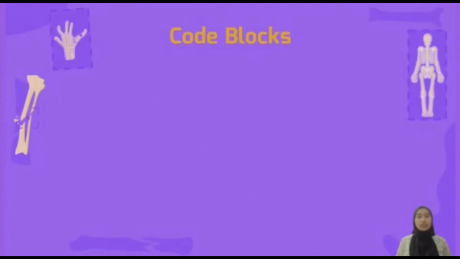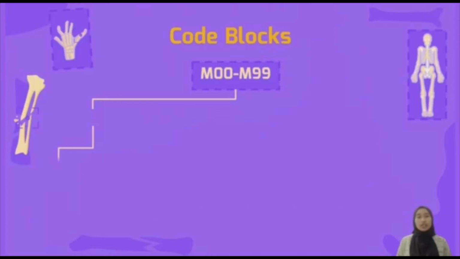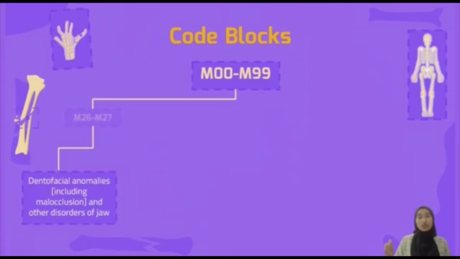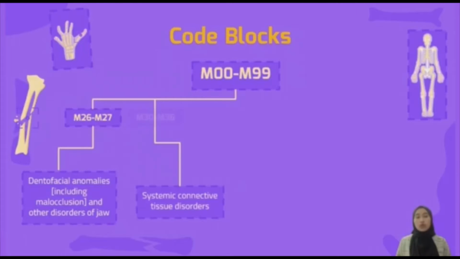So let's move to another code block in this chapter, which is dentofacial anomalies, including malocclusion and disease of the jaw, with the code block from M26 to M27. For example, from this code block, we assign M26.4 for malocclusion, unspecified. Then, under systemic connective tissue disorders, refer to the code block from M30, polyarteritis nodosa and related conditions, to M36, systemic disorders of connective tissue in diseases classified elsewhere.